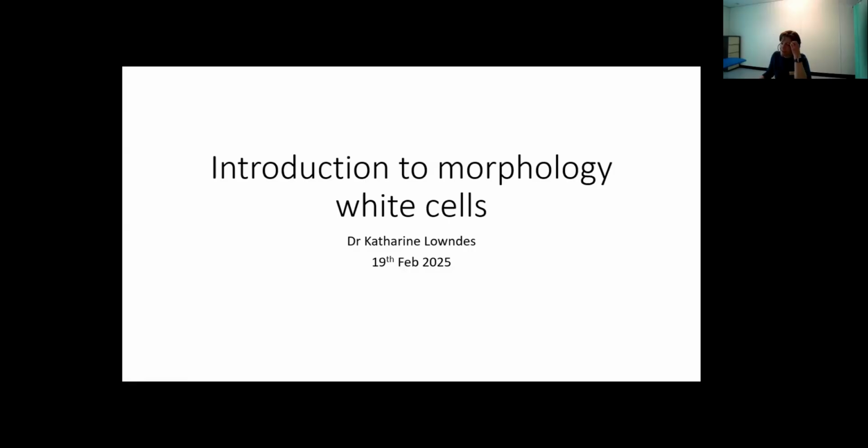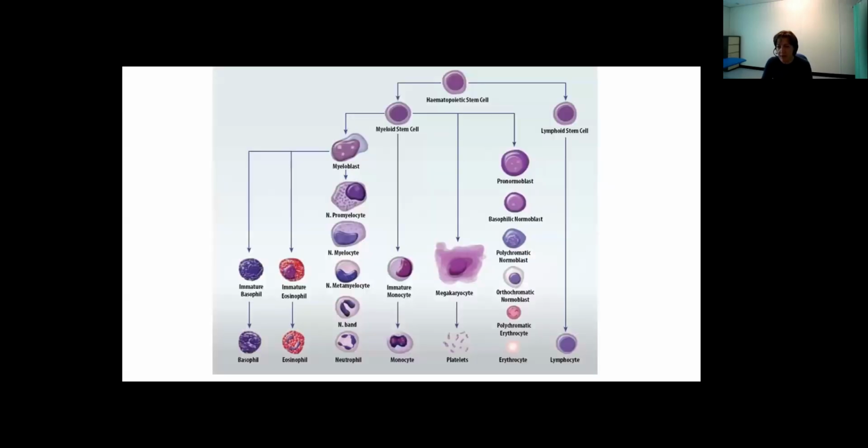So this is, as I said, just an introduction to morphology of white cells. And just by way of introduction, this is a schematic diagram of white cell production in the bone marrow and out into the blood. I'm going to be predominantly concentrating on the white cells that we see in the peripheral blood. So I'm not really talking about bone marrow pathology today. I think that's another talk all of its own right. I'm just going to concentrate on white cells within the peripheral blood.